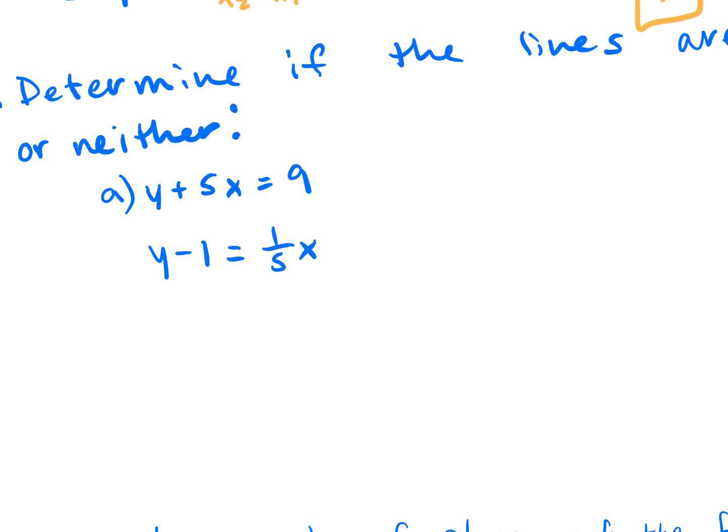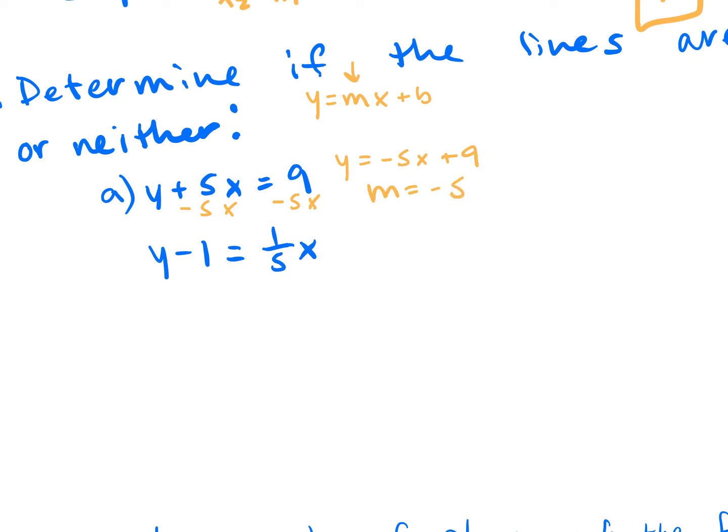So looking at A, we want to put this into slope-intercept form. So y equals mx plus b. That way, whatever is being multiplied to the x is our slope. So I'm going to subtract the 5x over. So y equals negative 5x plus 9. So our slope here is negative 5.